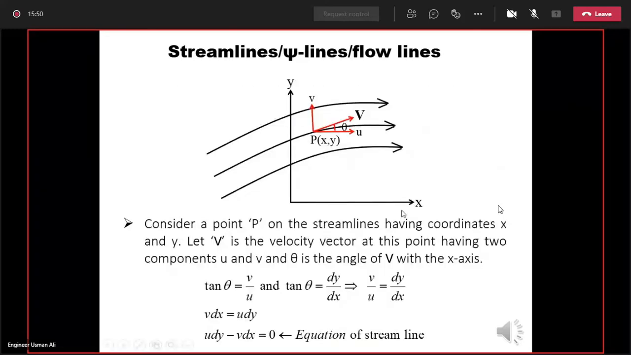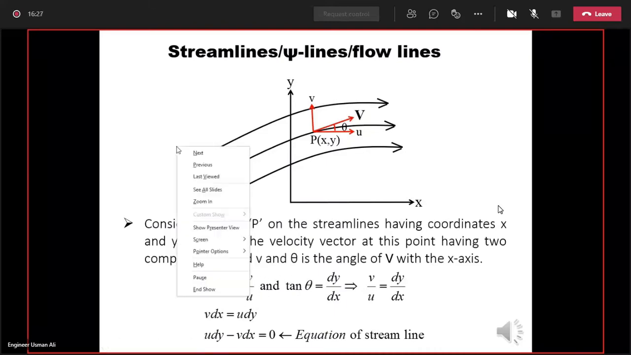Let us consider any particular flow line having a point P on it in the XY coordinate system. Consider any point P on a streamline having coordinates x and y. Let V be the velocity vector which is tangent to this streamline at this point. This V has two components, v in the y direction and u in the x direction. Now theta is the angle of the velocity vector with the x-axis. The tangent of this theta, we can write, is v over u in terms of components of velocity.